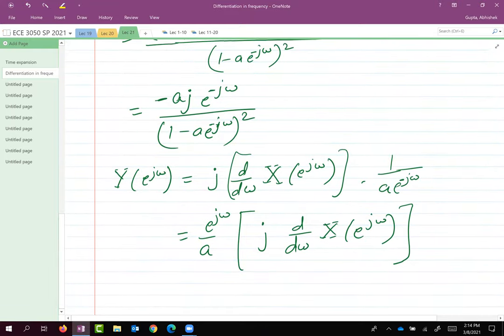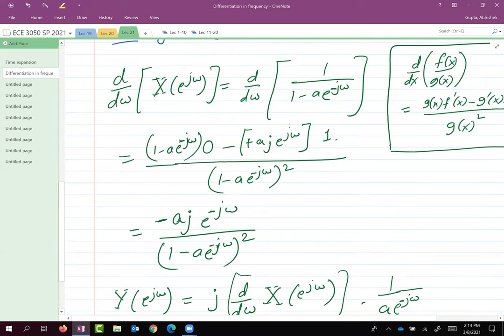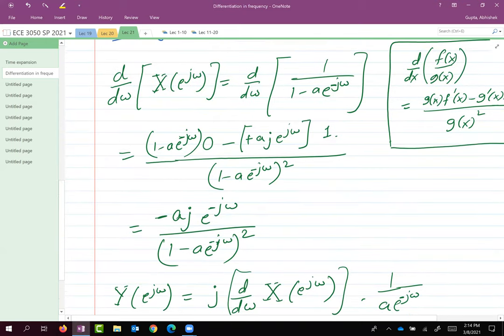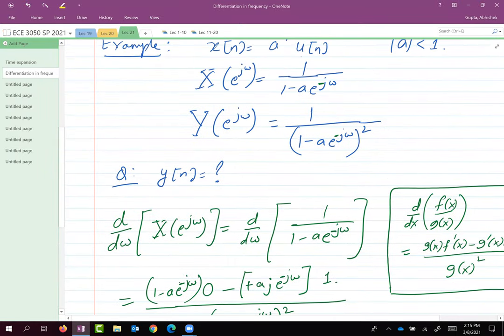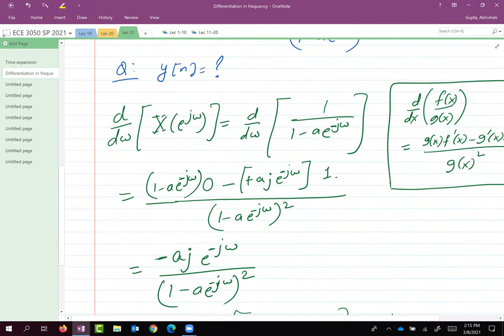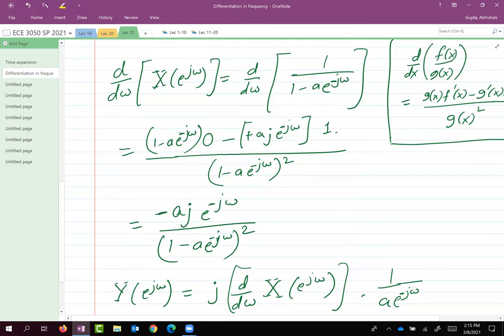I hope everything is clear so far. Any questions so far with this computation? I think it's a fairly straightforward computation. I want you to check your equation. There is e raised to negative j omega all over the place, which I had missed earlier. So wherever you see e raised to j omega, it should actually be e raised to minus j omega in the expression.